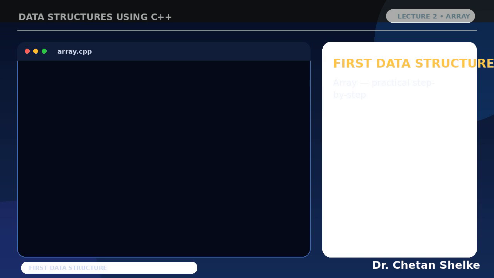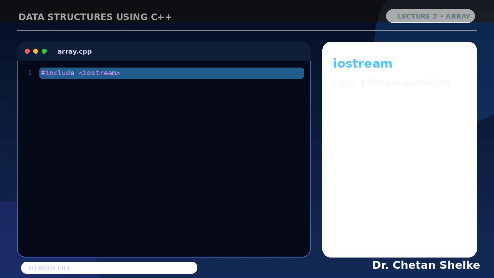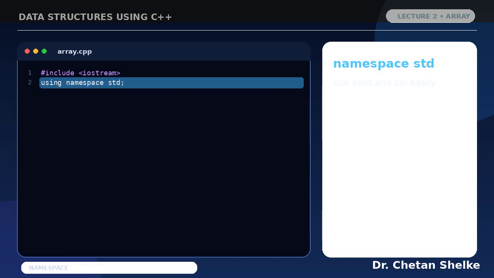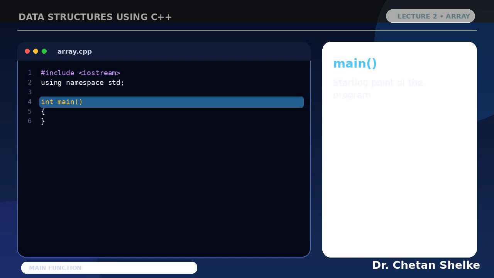First, I will write #include <iostream>. So, students, what is this? We already know that iostream is used for input and output operations. Then I will write using namespace std. This helps us use simple commands like cout and cin.